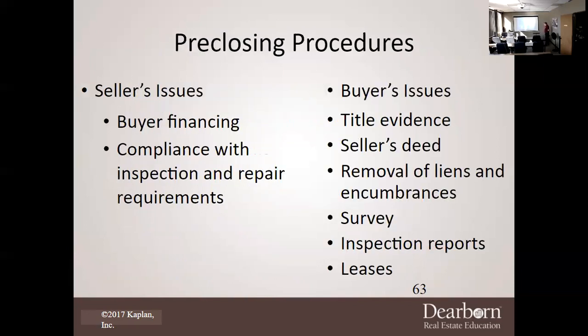So, there are some lists of things that need to occur when dealing with a pre-closing procedure. Now, if you notice, when we're teaching tonight, we're going to be talking about both sides. So on the left-hand side on this one, we're talking about the sellers, while on the right-hand side, we're talking about the buyers. So the issues that the seller needs to be aware of is if you're representing the seller, you need to make certain that the buyer has the financing.